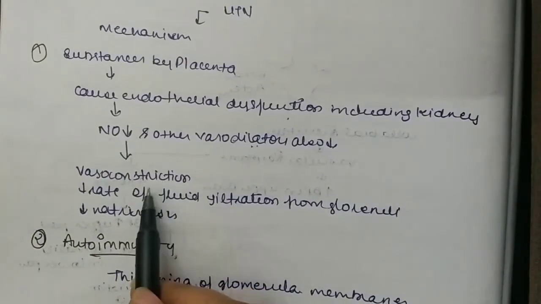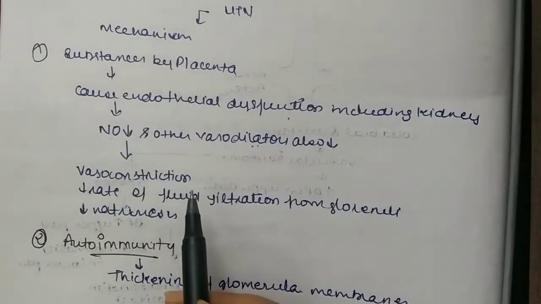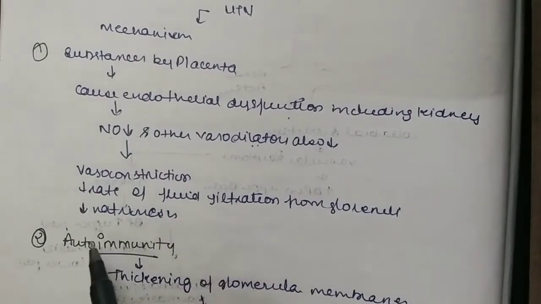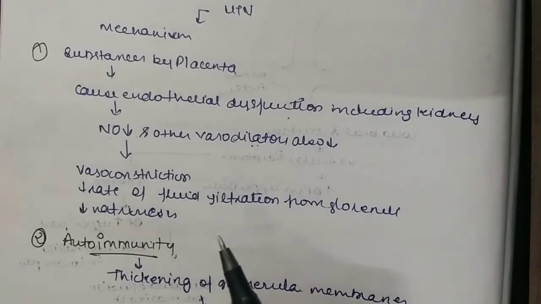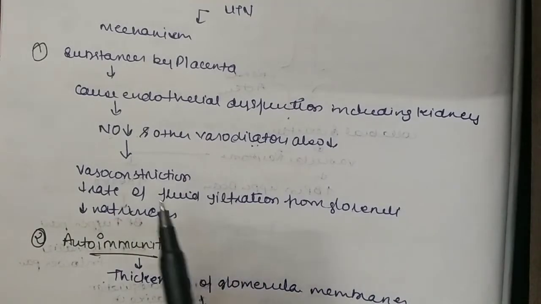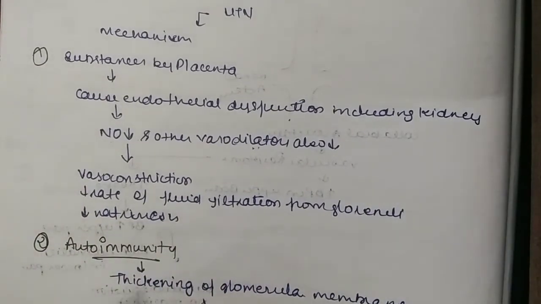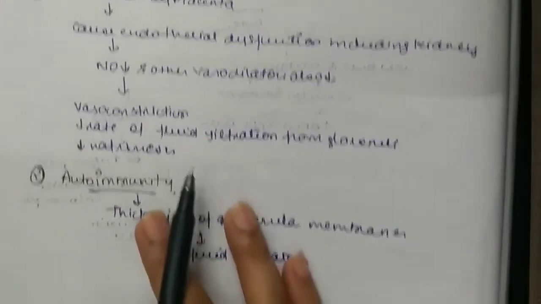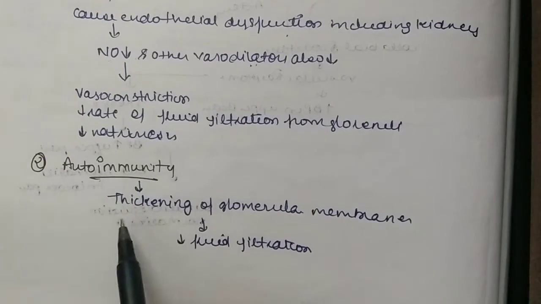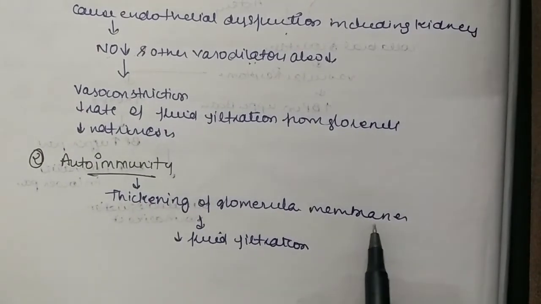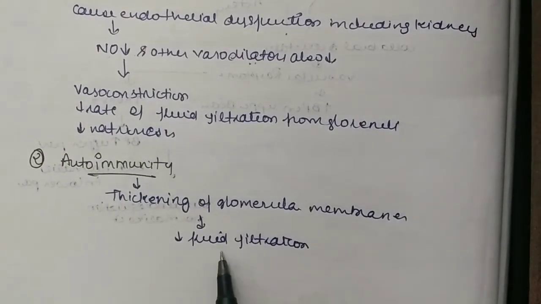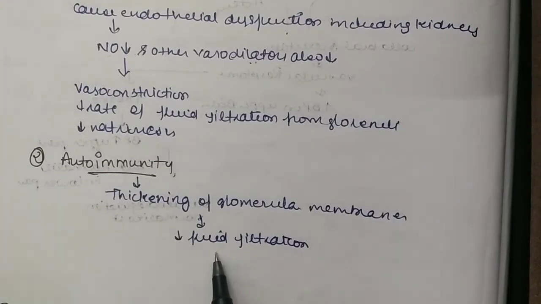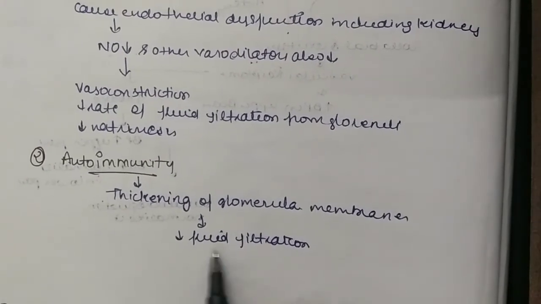Now there is vasoconstriction. Vasoconstriction causes decreased BP and decreased sodium chloride, that will increase renin. And vasoconstriction also causes decreased natriuresis. So all these mechanisms cause an increase in BP. Now there is autoimmunity also involved. Thickening of glomerular membranes happens, which causes decreased fluid filtration, that will cause decreased sodium and water excretion.